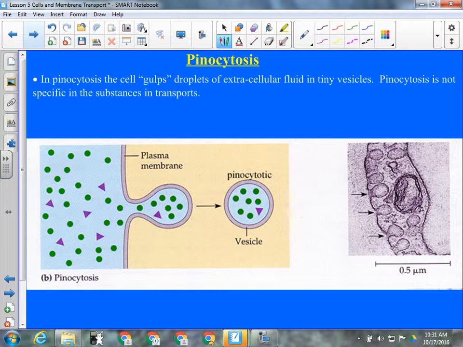Okay, so this is the membrane right here. And you can see that it's pinching in and making those vesicles, so whatever it is goes into those vesicles and is taken into the cell.